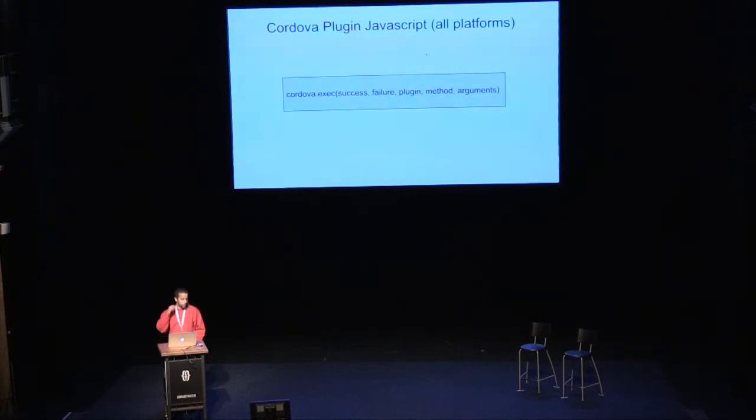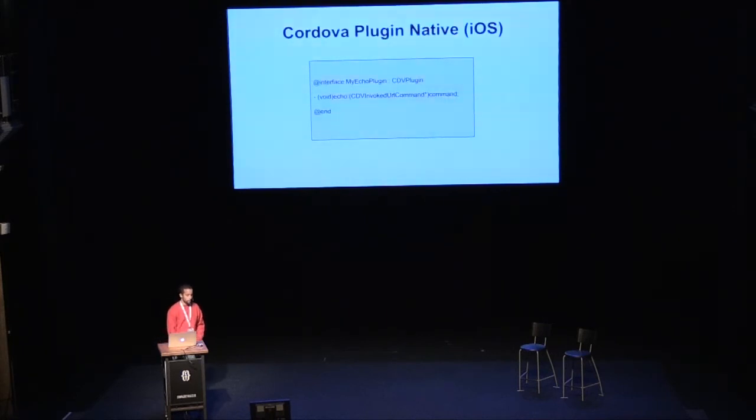Now I'm going to talk about iOS first. On iOS, once you have this JavaScript interface, you need to implement the native interface. The native interface is basically an interface that you have to implement, called CDVPlugin. So you just define your plugin. In this case, it's just an echo plugin that doesn't do much, it just echoes a message. You implement an interface that extends from the CDVPlugin, and then you can have multiple methods, but in this case, it's just one method called echo, and it takes a command as an argument.